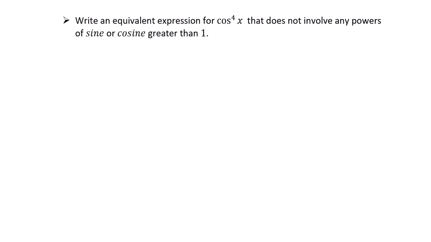Write an equivalent expression for cosine to the fourth x that does not involve any powers of sine or cosine greater than 1. I know that the cosine fourth x is equal to cosine squared of x times cosine squared of x. This is equal to 1 plus cosine 2x all over 2 times 1 plus cosine of 2x over 2.